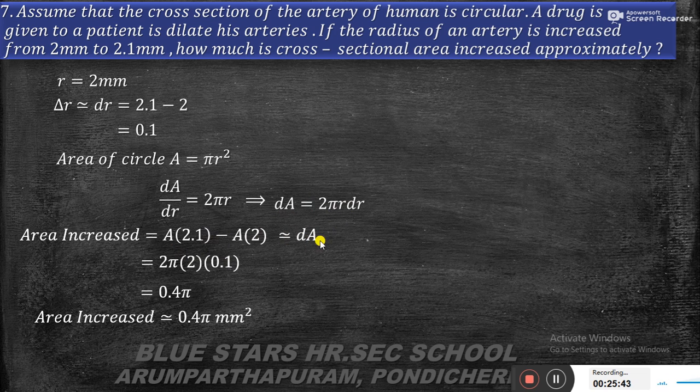It is approximately equal to dA. dA already we calculated, dA equal to 2 pi r into dr. So 2 pi into r value, radius equal to 2, into dr, dr value is 0.1. So in the next step, now we multiply 2 2s are 4, 4 into 0.1, so 0.4 pi. So therefore the area increased approximately 0.4 pi millimeter square.